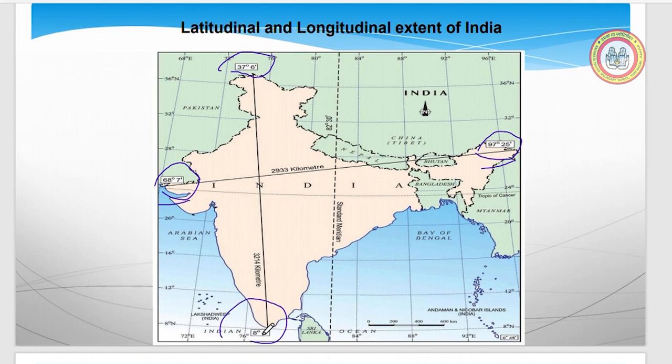Now, why are we using north and east? Why not south and west? It is because India is in the eastern part of the northern hemisphere.